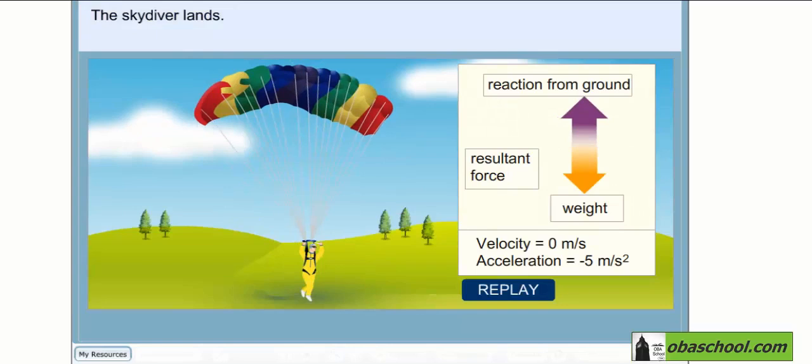Now as the skydiver lands, we have two forces acting on him, the reaction due to the surface and the weight force. Since he lands, that means he's at rest, so the velocity is 0 meters per second and the acceleration is -5 meters per second squared.